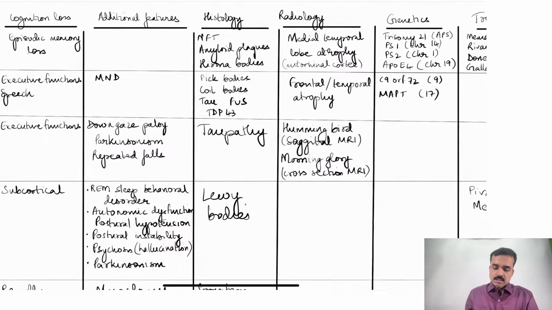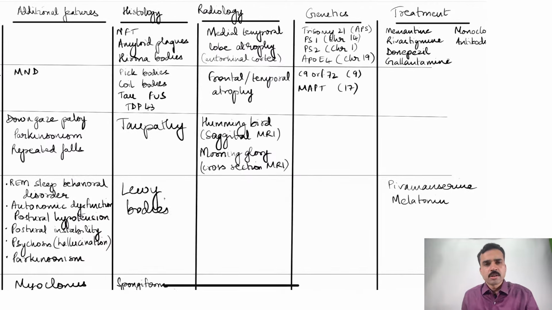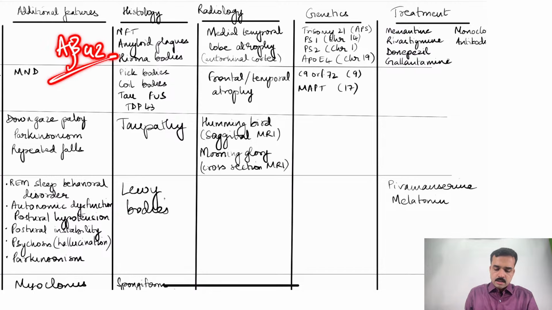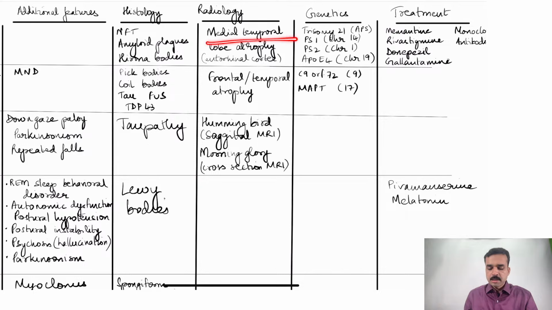Nonetheless, histologically, you see intraneuronal neurofibrillary tangles and extraneuronal amyloid plaques. And these amyloid plaques are A beta 42, right? And Hirano bodies are additional histological findings. Radiologically, you'll see medial temporal lobe atrophy, with the entorhinal cortex being affected first. And genetics wise, what is important is trisomy 21, presenilin 1 and presenilin 2 on chromosome number 14 and chromosome number 1 respectively.